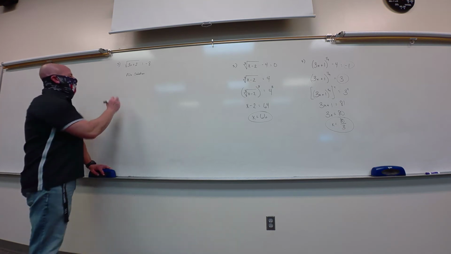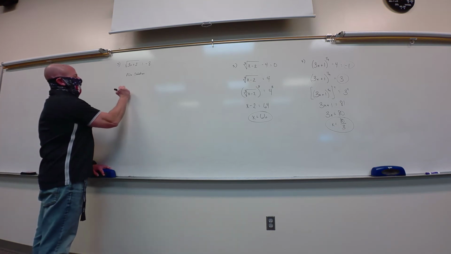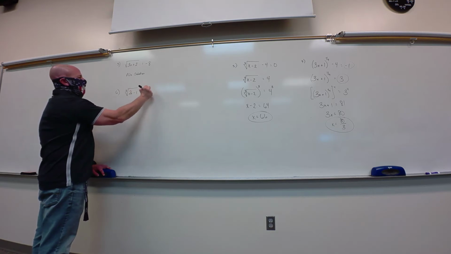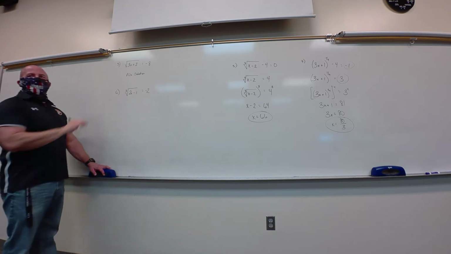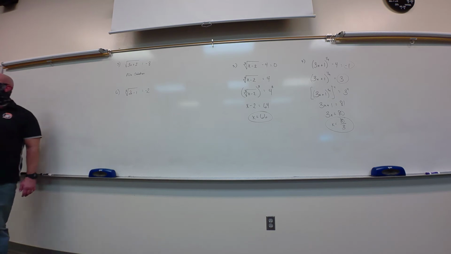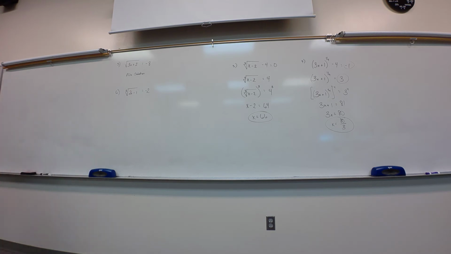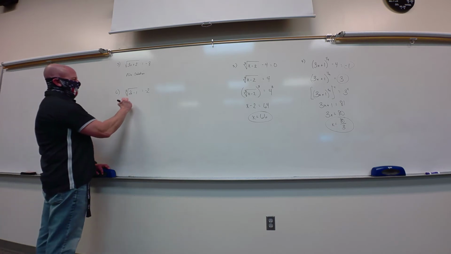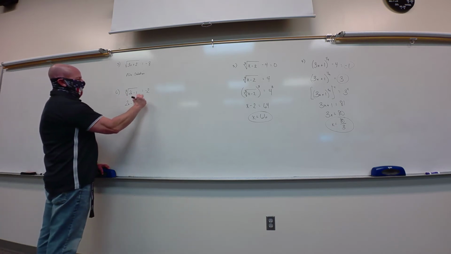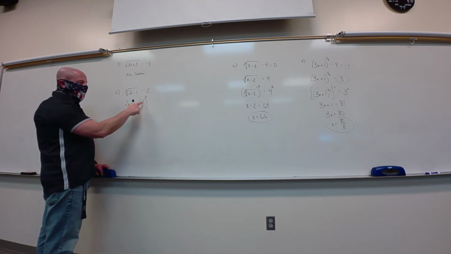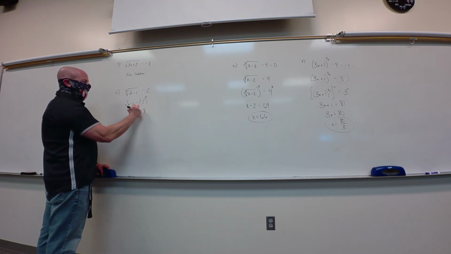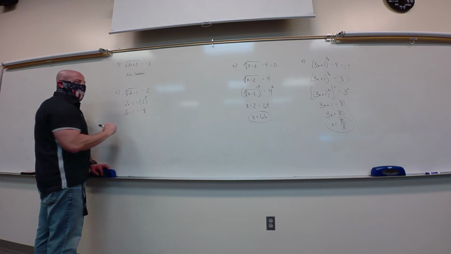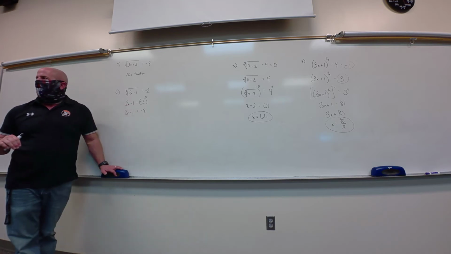An odd root can. So if I had like the cube root of 2x minus 1 equals negative 2, this I can do. A cube root can equal a negative. So I would cube both sides. Negative 2 cubed. And the reason is because if I cube a negative, it's still negative. Whereas if we squared a negative, it turns positive.